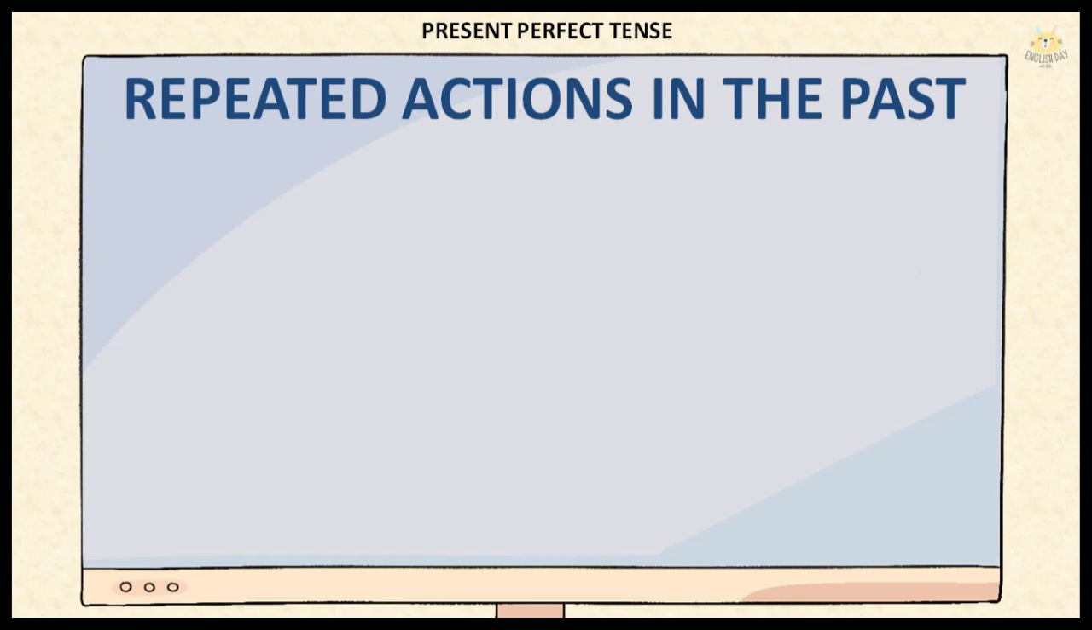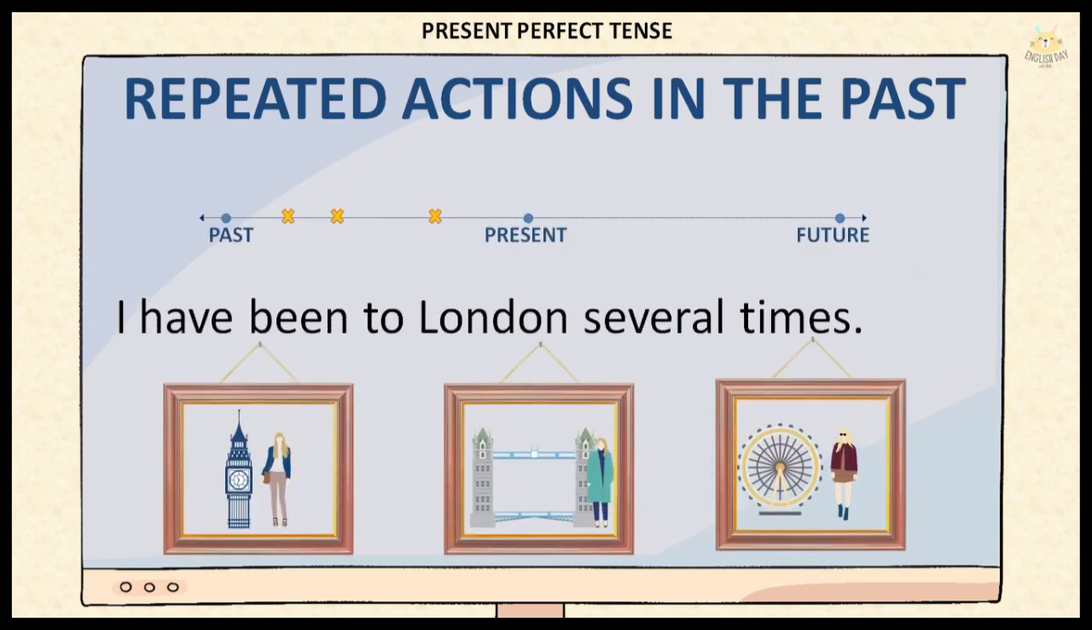Next, we can use the present perfect tense to talk about a repeated action in the past. For example, I have been to London several times. So in this sentence, the subject has been to London maybe 3 or more times, but we do not know exactly when in the past.